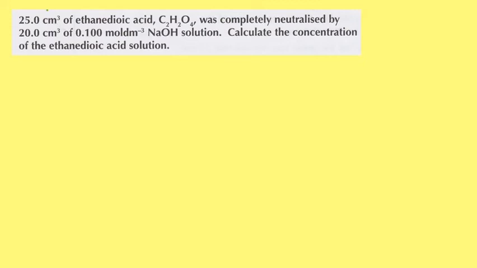First of all, we want the balanced equation. Alright, so we'll start off with ethanedioic acid, and instead of writing the displayed formula, we can just write it as C2H2O4, and we're reacting that with sodium hydroxide. And that's giving us the salt that's written here. And 2 waters.